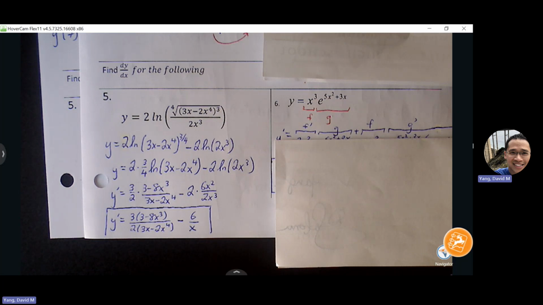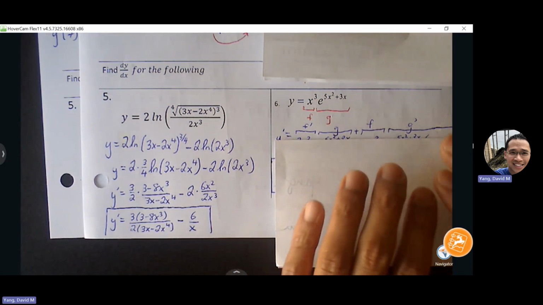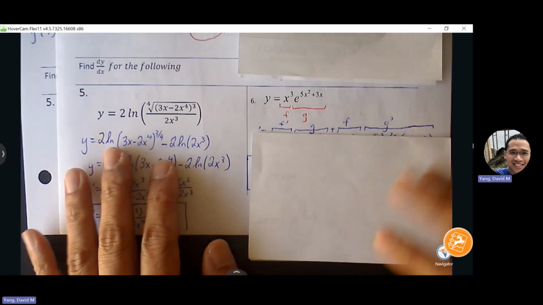What's the rule for e to the u? It's the original function times the exponent's derivative, the u prime, right? So e to 5x squared plus 3x. Remember, your derivative will copy the original function first, and then the exponent's derivative. So your exponential function e will have a derivative that looks exactly like the original function.